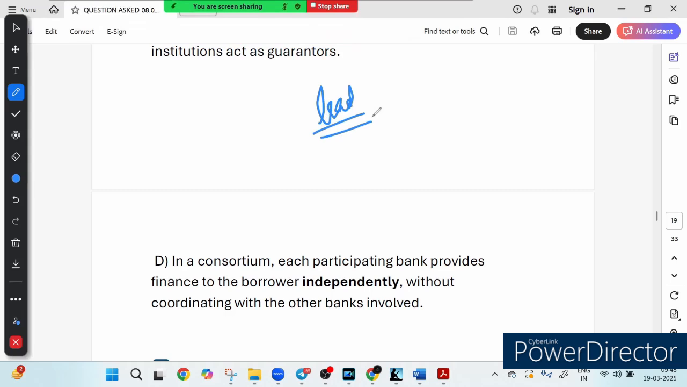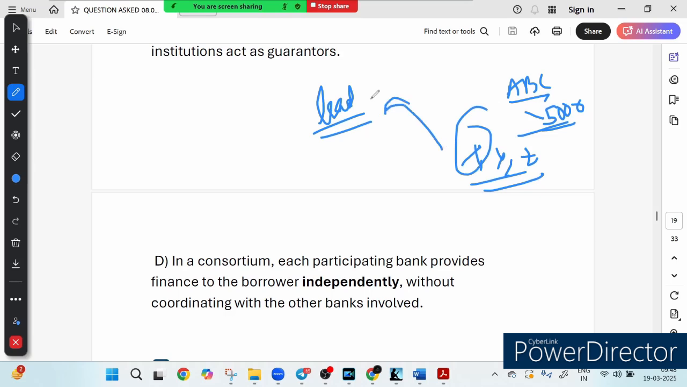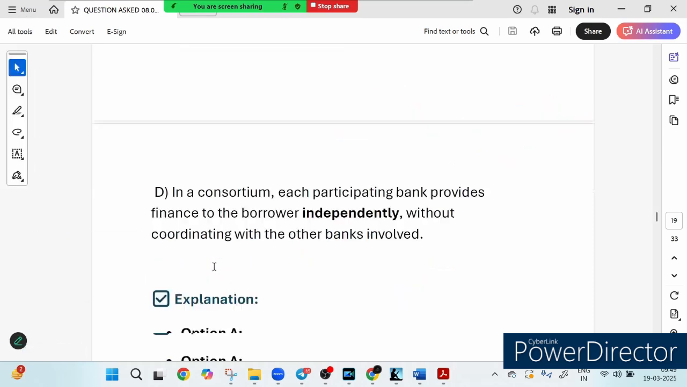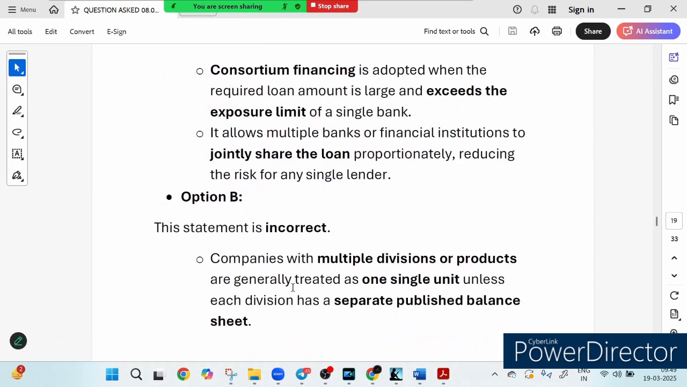For example, suppose this company ABC takes a 500 crore loan, right? Three banks, X bank, Y bank and Z bank, participate. So bank X can act like a lead bank, and they will manage the overall process. So I hope the concept of consortium is clear. Now the correct answer to this particular question is option number A. So I have explained each and every option.